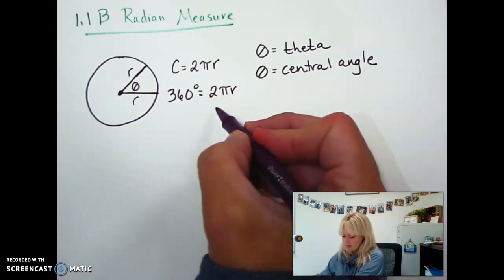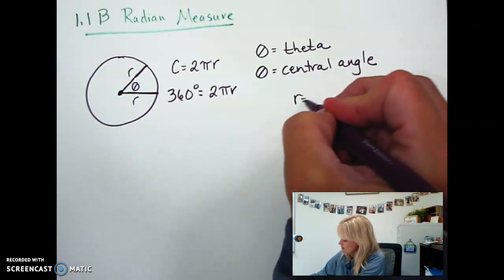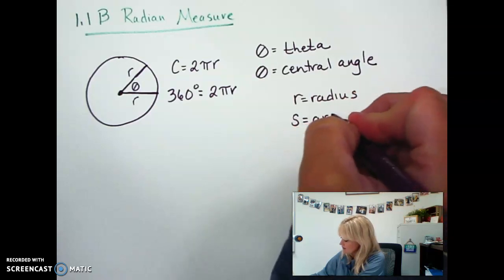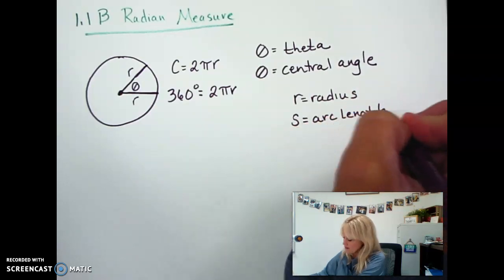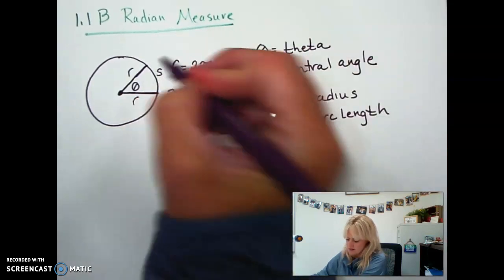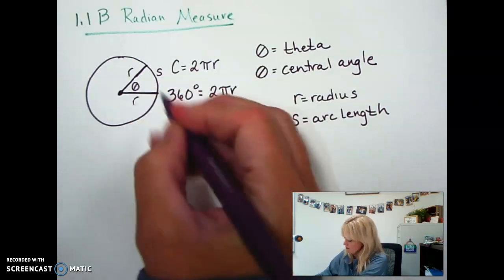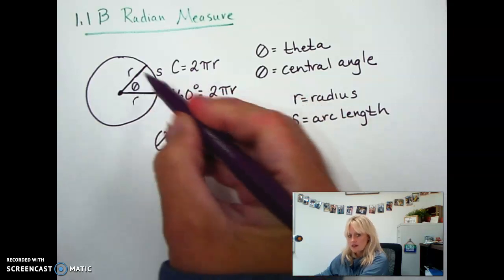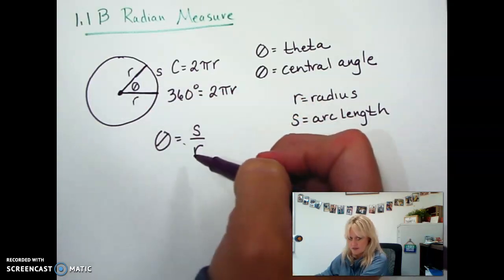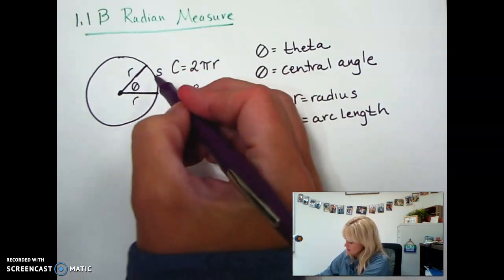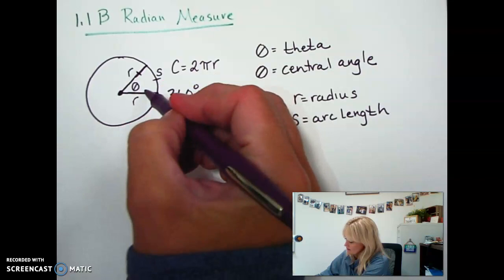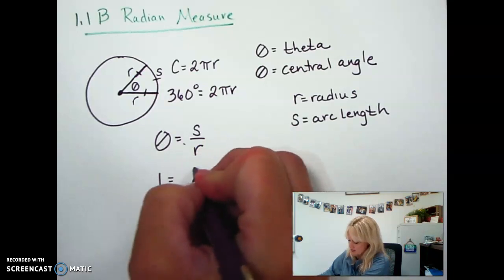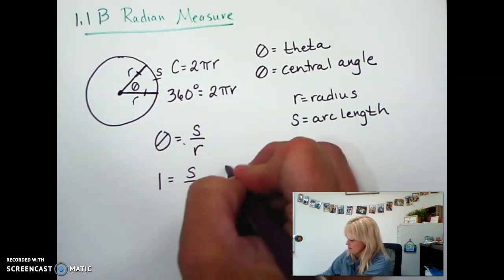If we let r equal the radius, and we let s equal the arc length, the arc length is this part right here, s. Then we know that the angle theta equals s over r, the arc length divided by the radius. If this equals each other all the way around, then we know that theta equals 1, because s divided by r is the same as each other.